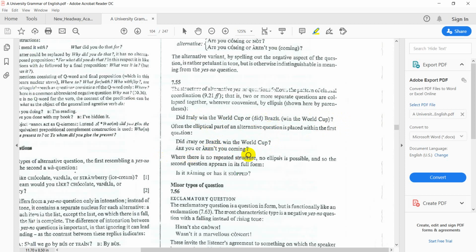Are you or aren't you coming? Are you or aren't you coming? See, I ellipsed the first part. Where there is no repeated structure, and the elements in the first clause are totally different from the elements in the second clause, I will keep them as a whole without ellipsing anything. So where there is no repeated structure, no ellipsis is possible, and the second question appears in its full form. Is it raining or has it stopped? Raining is something different from stopped, so I have to keep them both.